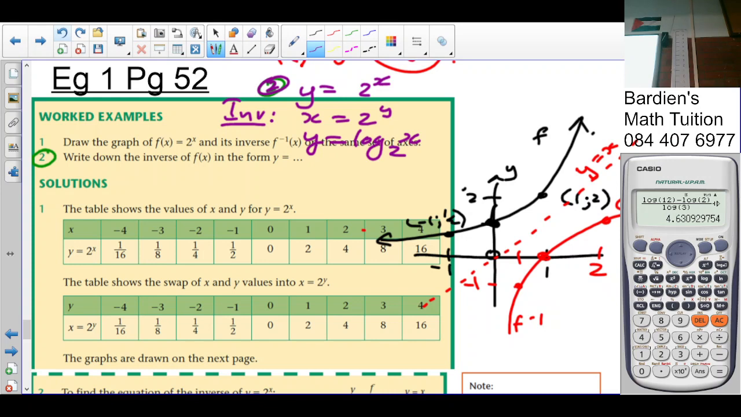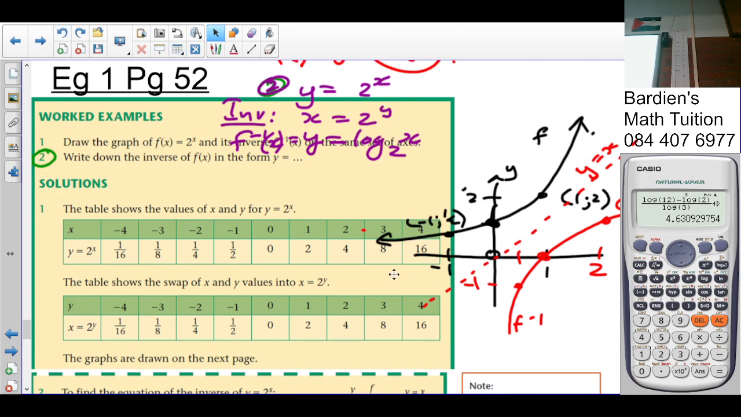Is that inverse a function? Is this inverse graph a function? Okay, you guys are probably still not here. Is the inverse a function? Yes. Why is it a function? It passes the vertical line test like this.